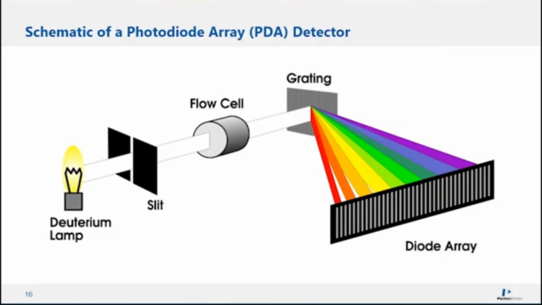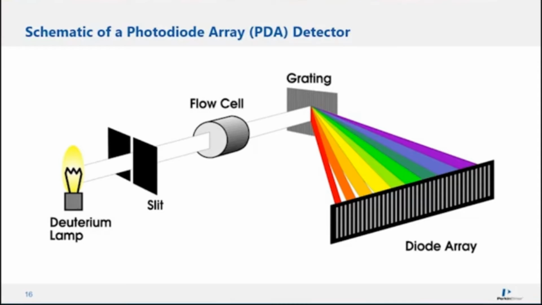The next type of UV-Vis detector we are going to look at is the photodiode array detector, or PDA. Sometimes you might hear it referred to as a diode array detector or a DAD. The main difference between this detector and the variable wavelength detector is the location of the flow cell in relation to that of the grating.